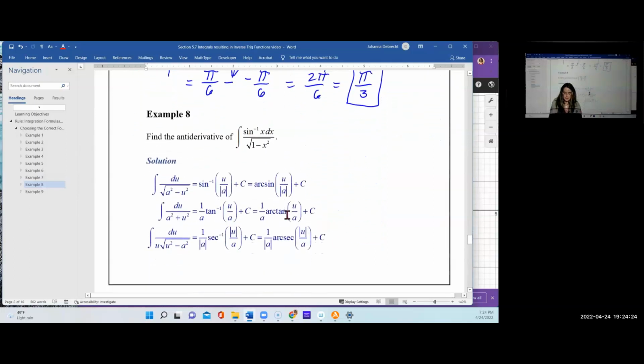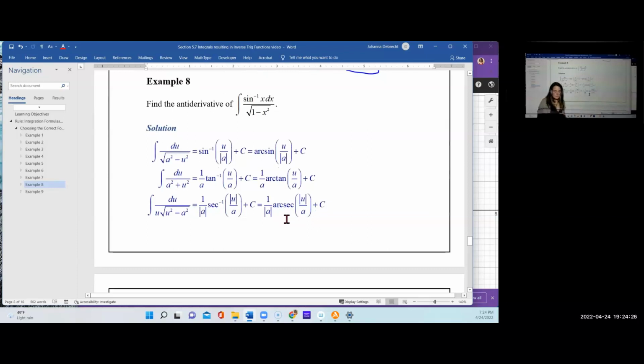Now let's look at example 8. In example 8, we have something that we have not seen before. It is an indefinite integral, so we're not looking for area under a curve, we're looking for an antiderivative function. But this time, not only do we have the radical with a difference in the denominator, but we actually have arcsine, or the inverse sine function itself, as part of the integrand.